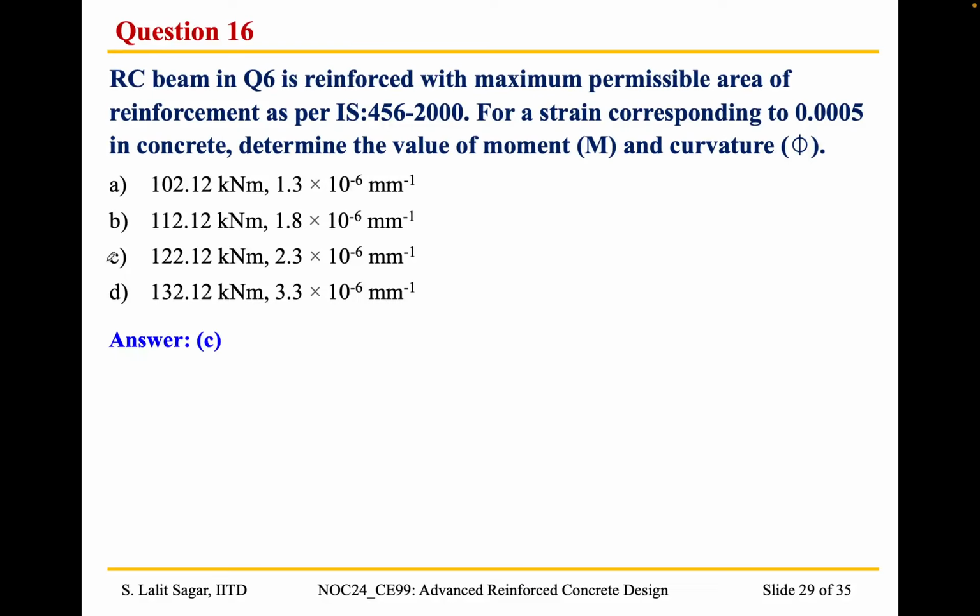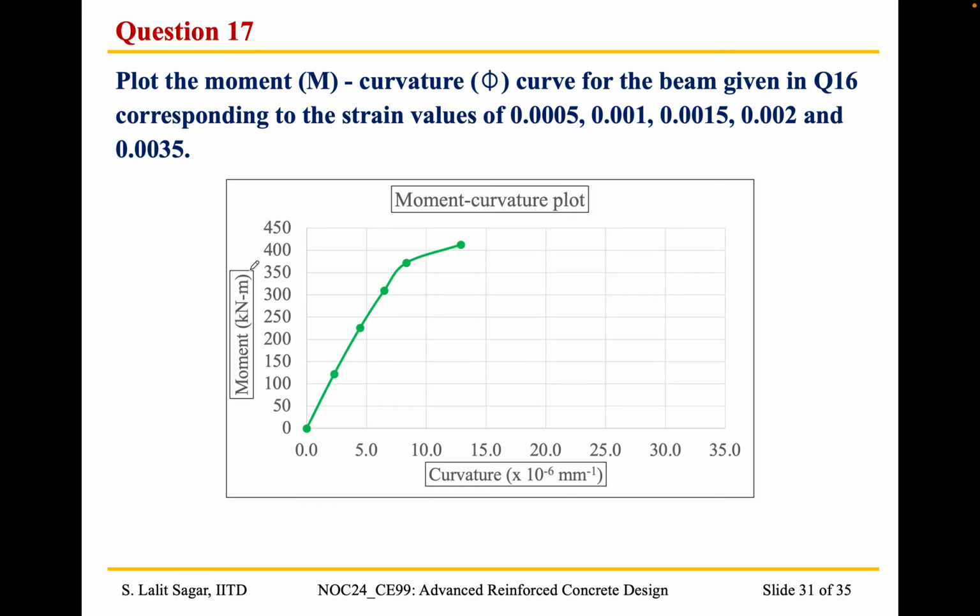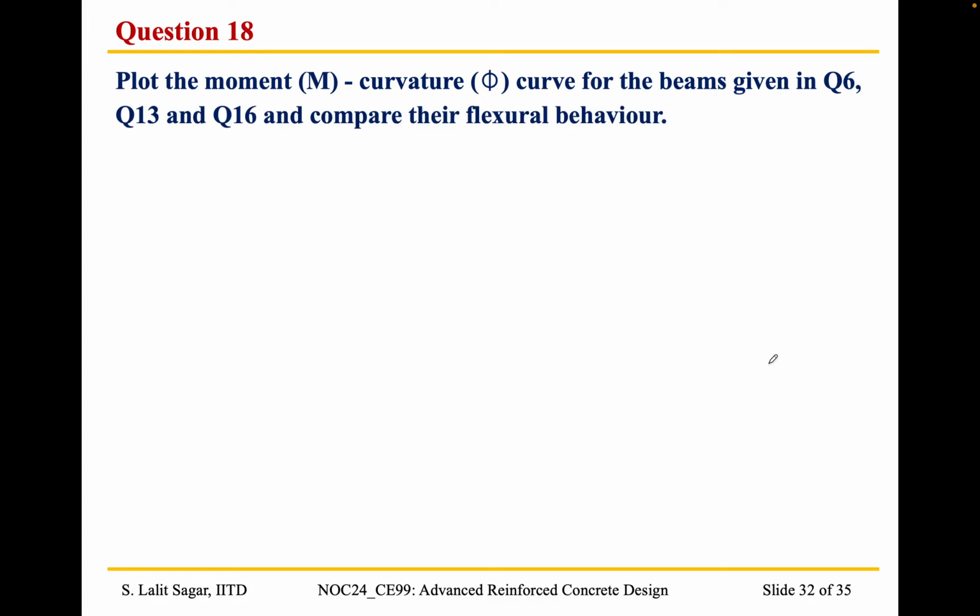Okay, and as we did with the previous problems also, we need to determine the value of moment and curvature corresponding to concrete strain of 0.0005, 0.001, 0.0015, 0.002 and 0.0035, and we get this moment curvature plot. So in the next slide we are going to compare the moment curvature plots for the beams given in question 6, question 13 and question 16.